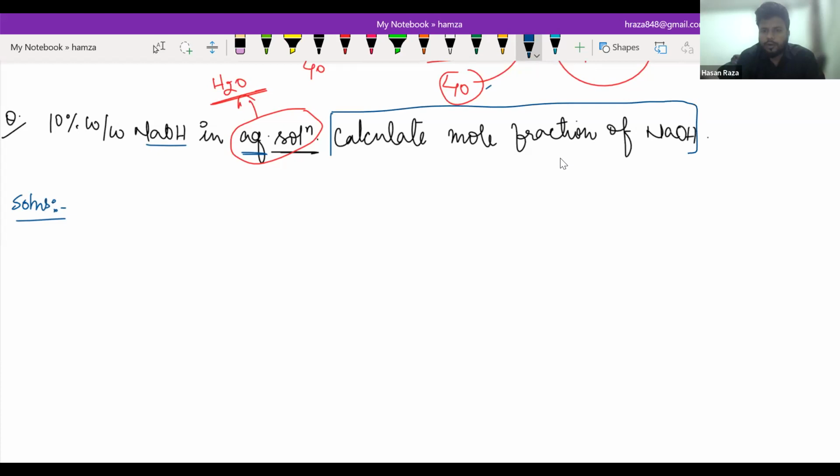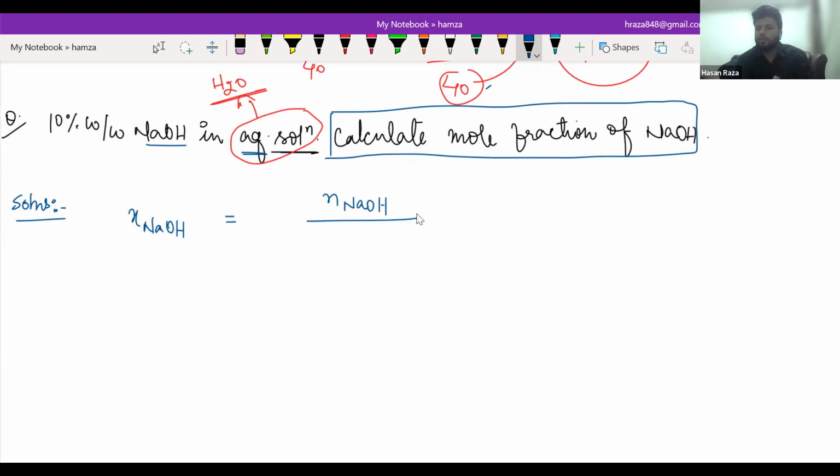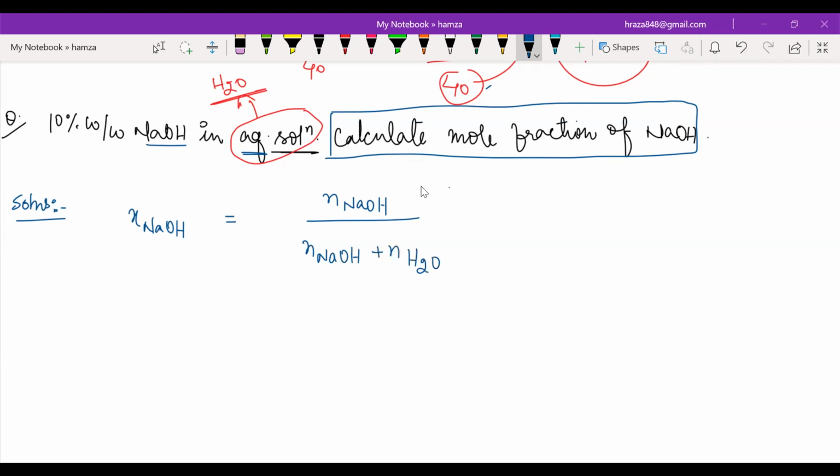What we need to calculate is the mole fraction of NaOH. And mole fraction of NaOH has a formula: number of moles of NaOH upon total moles. Total moles means NaOH is present as well as H2O, since it is an aqueous solution, right? Yes.